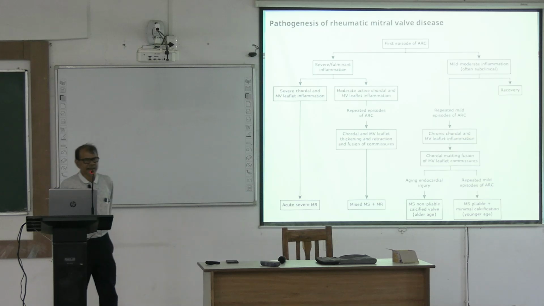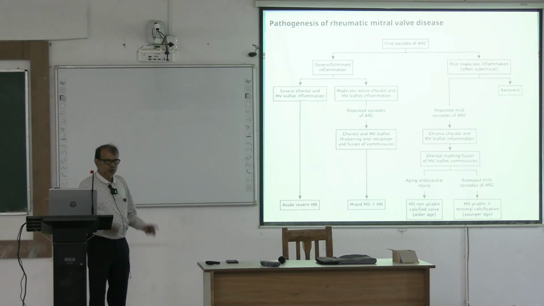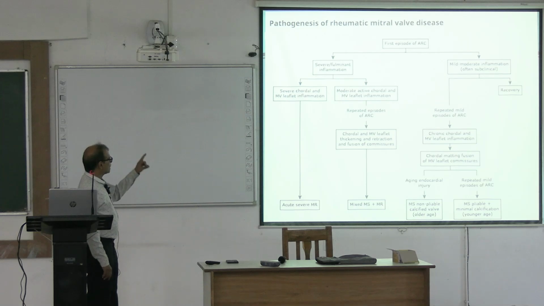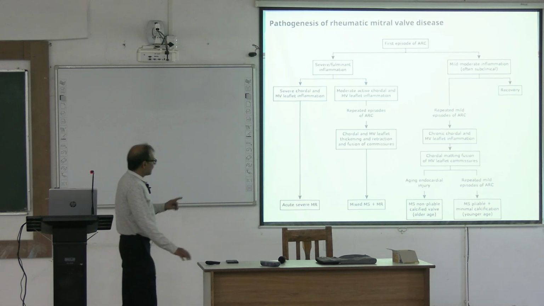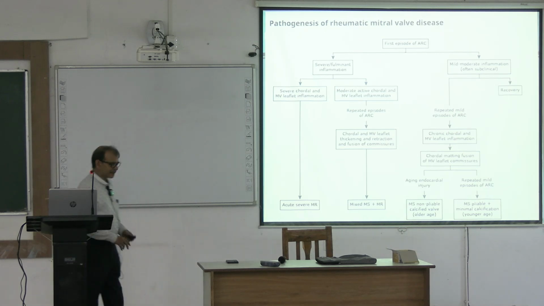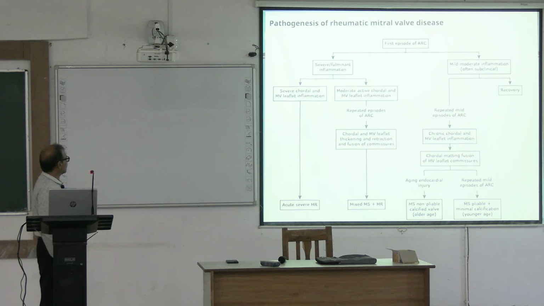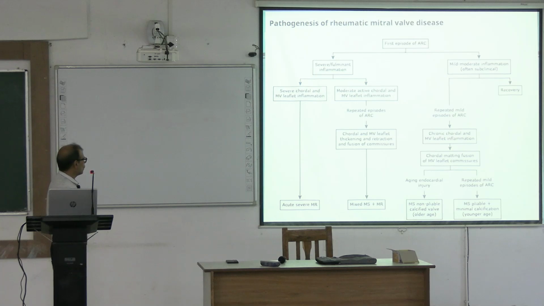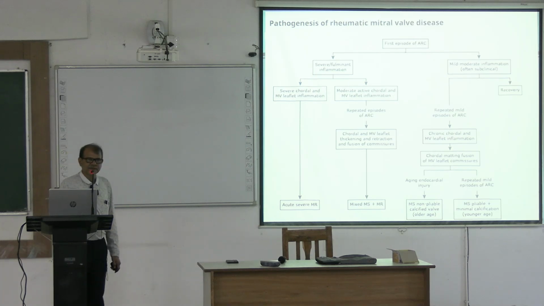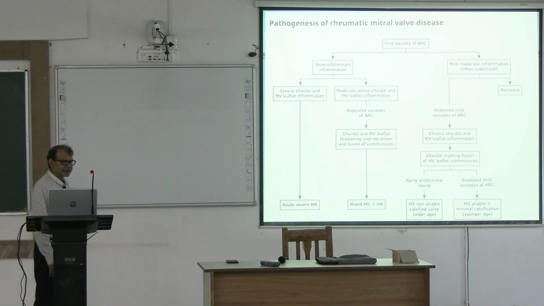Initial episode of acute rheumatic carditis, তার দুটো কনসিকুয়েন্স থাকতে পারে, একটা হচ্ছে fulminant or severe degree of inflammation. সেখানে আবার আমরা দুটো ভাগে সাব ক্যাটাগরাইজ করতে পারি। One is severe chordal and mitral leaflet inflammation. সুতরাং inflammation of the tendinous chordae as well as mitral valve leaflet that is severe or fulminant in its nature usually produces acute severe mitral regurgitation.